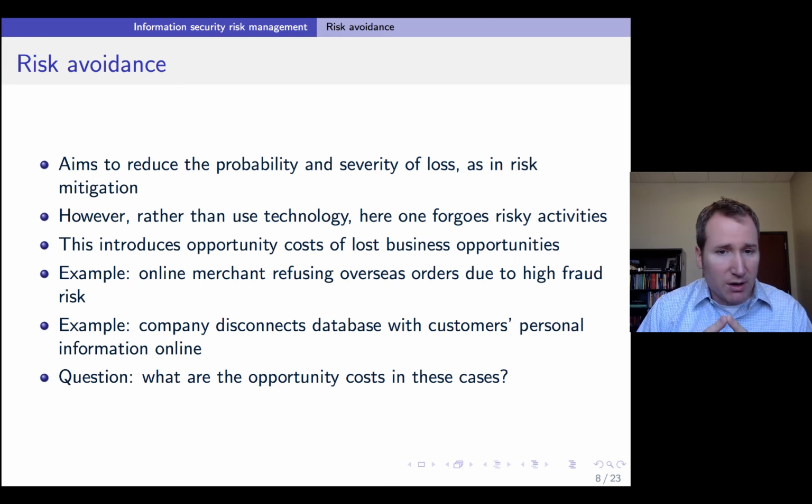Another example: a company may have valuable personal information on their customers, and they could make this available through a website portal. Doing so provides benefits to customers, but at the same time, it also introduces some risks. And so a risk avoidance strategy would say, look, it's too risky, we don't want to lose valuable personal information, so we're going to keep this database offline and not make it accessible, which again also introduces opportunity costs.